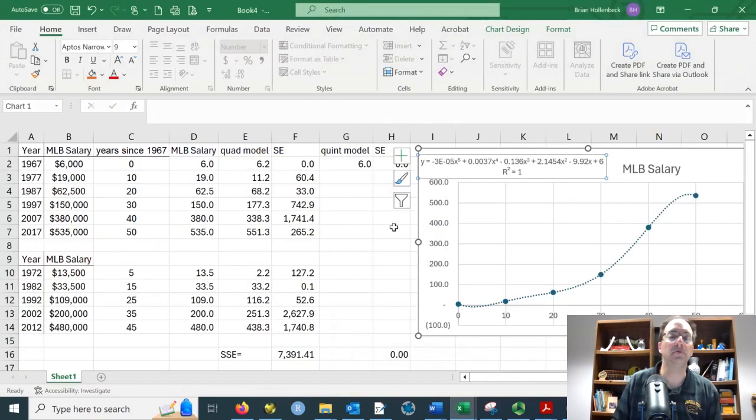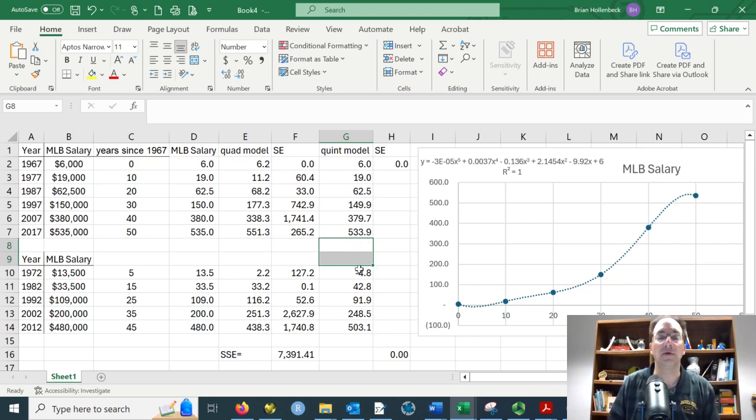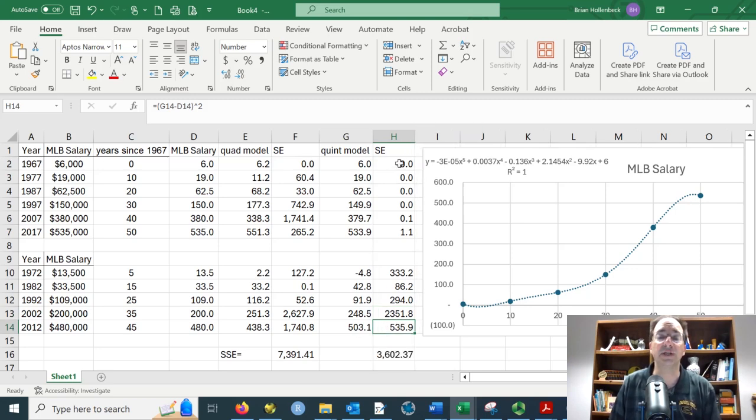So if we go back to Excel, I can drag down our quintic model. And there's our negative value that we were concerned about. We'll drag this squared error down as well. Once again, if we look at squared error, we can see how the quadratic is better for 3 of the data points and how the quintic is better for the other 2. Now, of course, the quintic is basically going to be perfect for these first 5 points. So when we compare the two, the quintic is certainly going to be better overall.